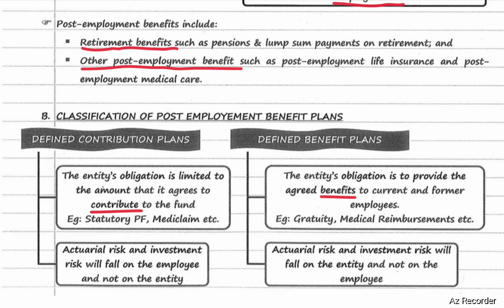In case of defined benefit plans, the entity's obligation is to provide the agreed benefits to current and former employees. Example, gratuity, medical reimbursements, etc. Actuarial risk and investment risk will fall on the entity and not on the employee in case of defined benefit plans.